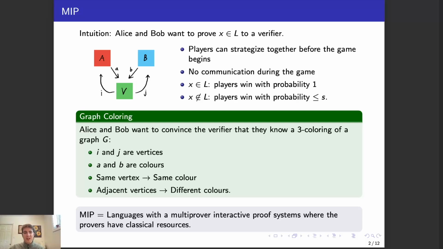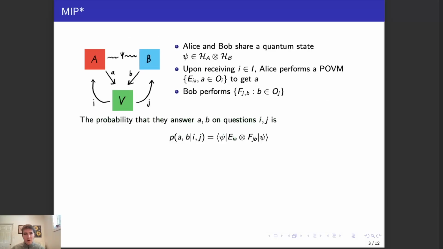We denote by MIP the set of languages with a multi-prover interactive proof system where the provers have classical resources, such as shared randomness. In quantum mechanics, there's now the possibility that Alice and Bob can share some entanglement. Here, Alice and Bob share a quantum state in a tensor product Hilbert space, and upon receiving her question I, Alice performs a positive operator valued measure to get her answer A. Similarly, Bob conditions his answer on a POVM.